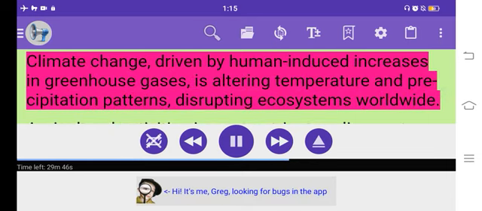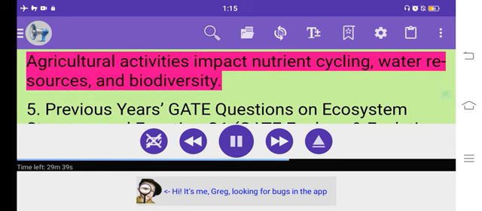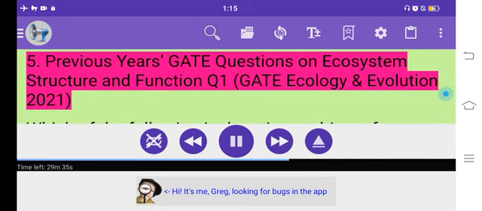Climate change, driven by human-induced increases in greenhouse gases, is altering temperature and precipitation patterns, disrupting ecosystems worldwide. Agricultural activities impact nutrient cycling, water resources, and biodiversity. 5. Previous year's GATE questions on ecosystem structure and function.